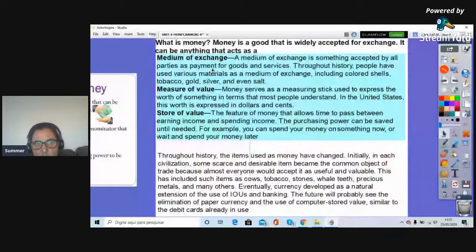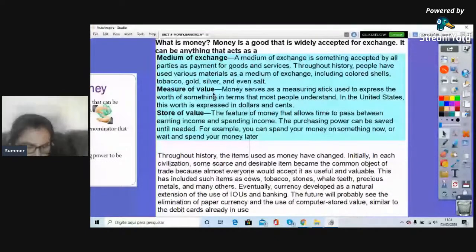So throughout history, we used various materials as a medium of exchange: colored shells, tobacco, silver, salt, and so on. We also have the measure of value. What is the measure of value? It's a measuring stick to express prices in dollars and cents. We also have the store of value. It's a part of money that allows time to pass.